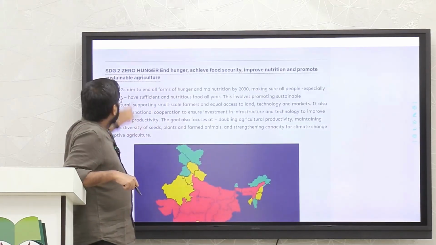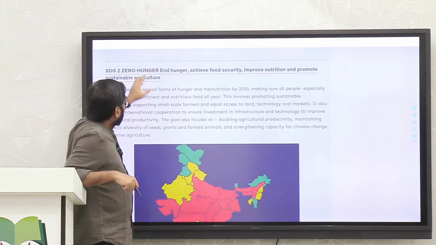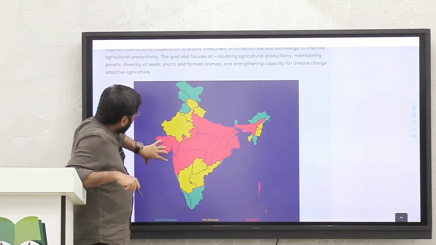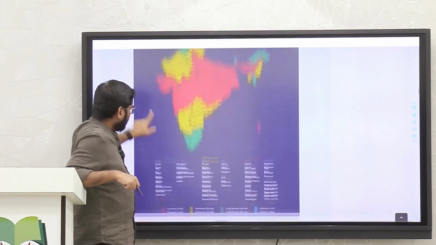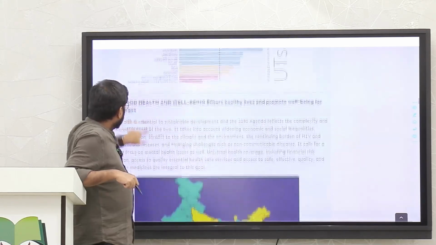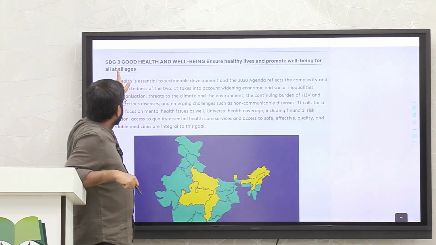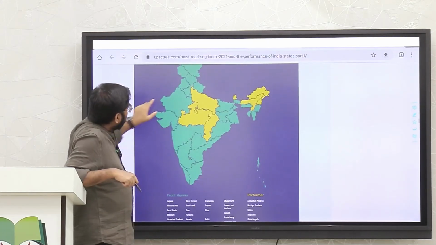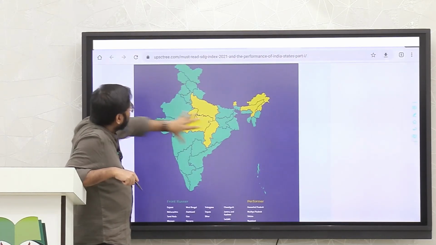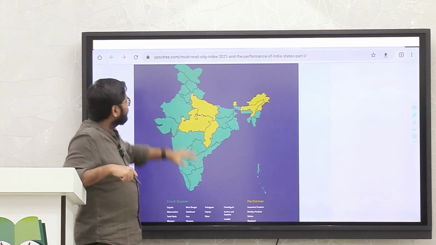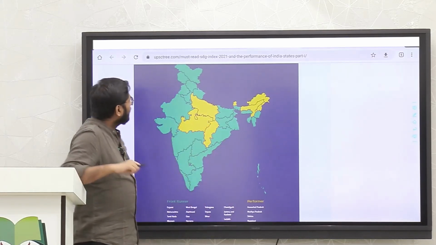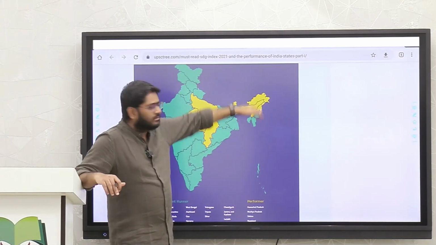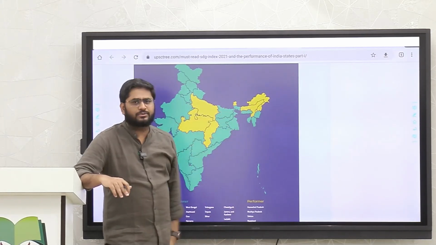This is SDG 2, zero hunger. Where there is poverty, there hunger will be higher. Here Gujarat and Maharashtra are also included, which you can show. Zero hunger, SDG 2; then SDG 3, good health and well-being. If you are aware which portion of India is doing well and which portion is not doing that well, then you will be able to answer this question properly. I suggest you go and read these two indexes, that will help you. Two articles, read them.